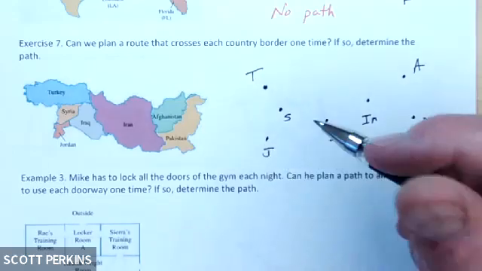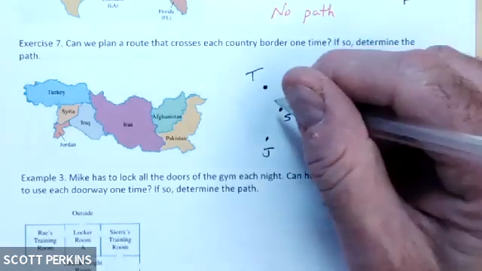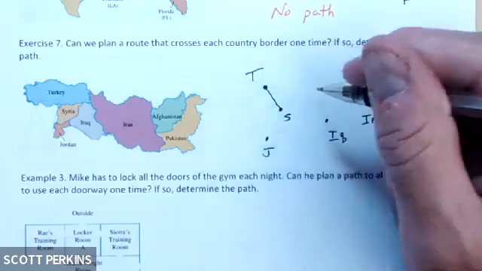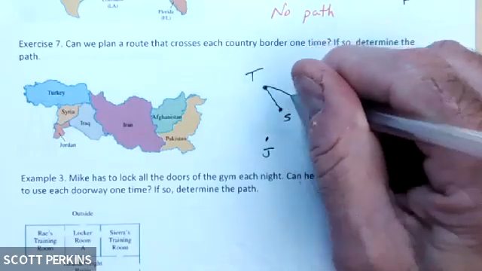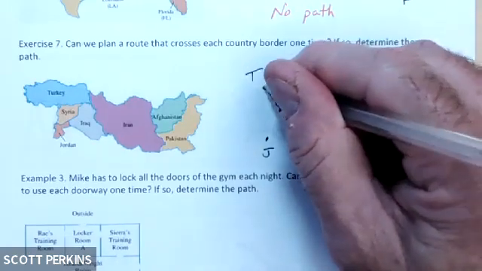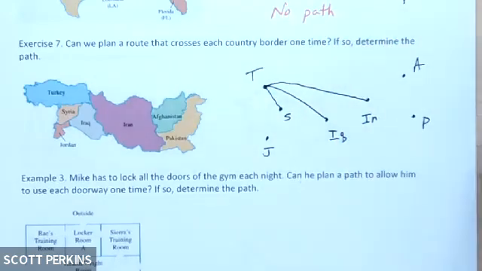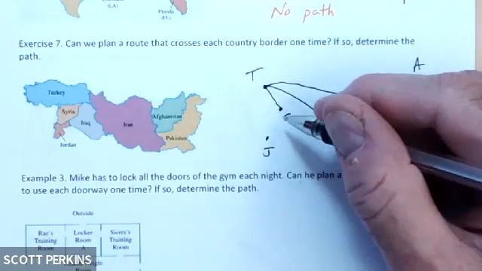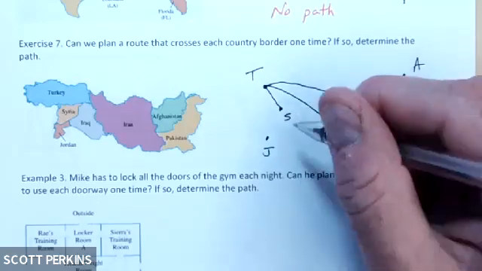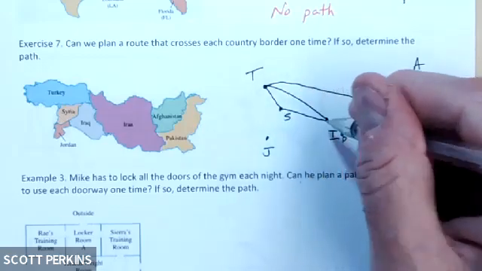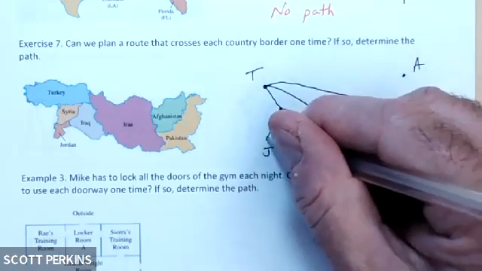So on this one, from Turkey, I can go several places. I can go down to Syria. I can go into Iraq, and then I can go over here and go into Iran. So lots of choices. Syria goes into Turkey, which we've already got. It goes into Iraq, and then it goes down to Jordan.